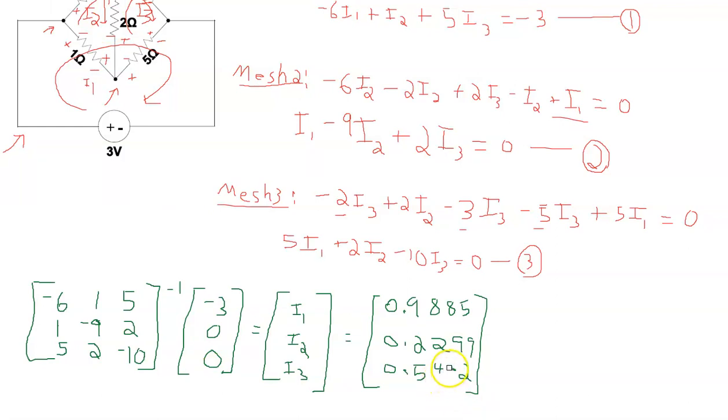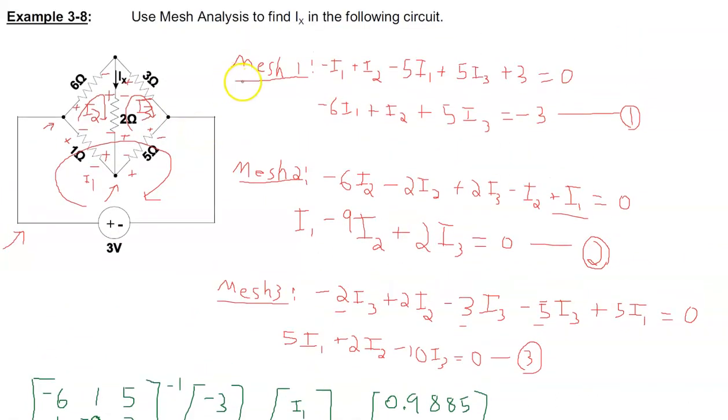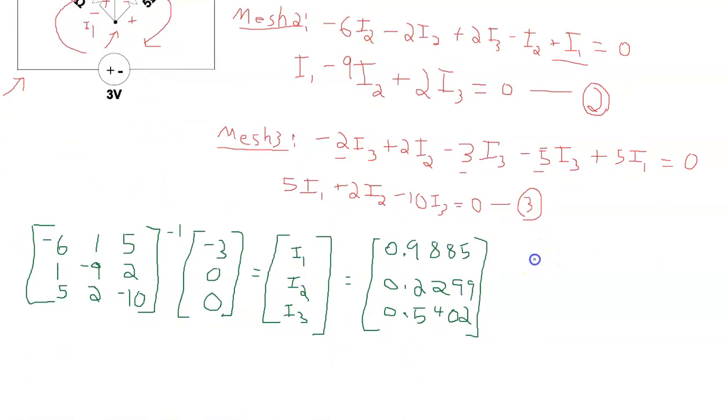And so that is then the solution whereby I1, 0.989 amps, shall we say, I2, 0.230 amps, and I3, 0.540 amps. Now, let's think about answering the question that we were asked. The question is to find Ix in the following circuit, which is the current through the 2 ohm. And remember now, the polarity is important here because Ix has been given as a direction from top to bottom, which means that I2 is positive in terms of Ix, I3 is negative in terms of Ix because opposite direction.